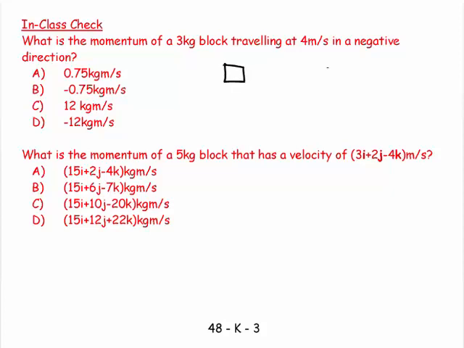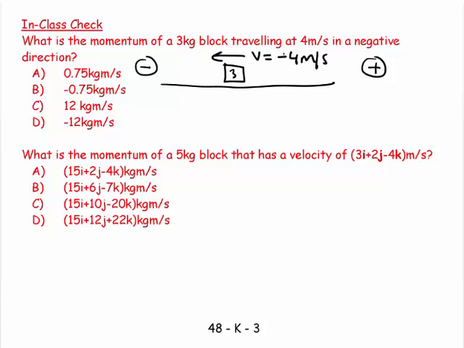So negative and positive. There's my positive end, there's my negative end. I'm on a road, I have a 3 kilogram block, and I'm traveling at v equals minus 4 meters per second. I've got to take the direction into account, so that negative sign is important. What is the momentum?